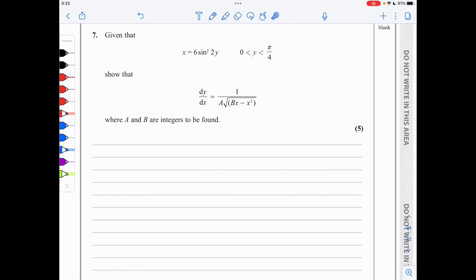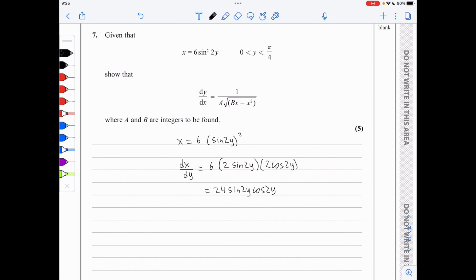In question 7, we've got that x is 6 sine squared 2y, and we need to show that dy/dx can be written in this form. I will start by writing x as 6 (sine of 2y) squared. So dx/dy will be 6, and then we get the power down, we deduct 1 from the power, times the derivative of the bracket. The bracket is the sine of 2y, and its derivative will be 2 cos 2y. So this leads to 24 sine of 2y cos 2y.